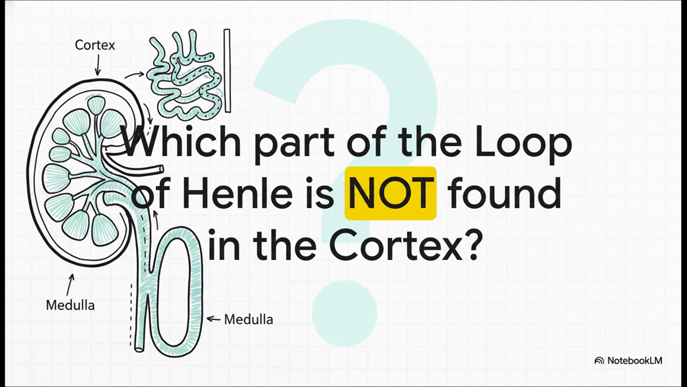All right, let's head all the way up to the top floor, the cortex. You know, this place is like a bustling city. It's packed with glomeruli, convoluted tubules, even parts of the collecting ducts. But if you look really closely at the loop of Henle, there's one part that you will never find up there. What is it?